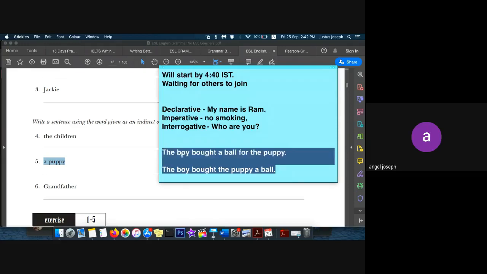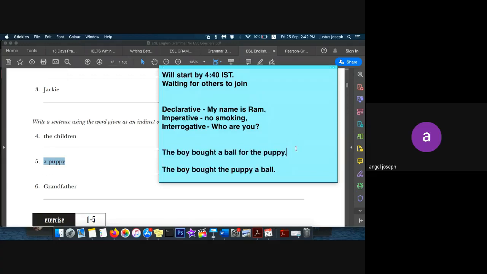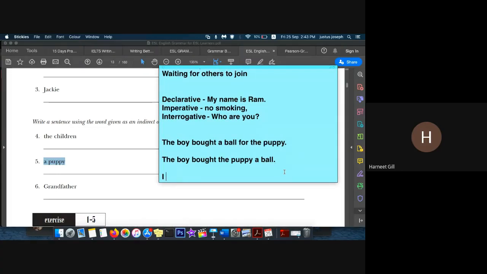What is the difference in these two sentences? Any difference? Okay, look at the second sentence. Who is the subject? Boy. Verb, bought. What did the boy buy? Ball. Boy is the subject. Bought is the verb. What did the boy buy? Did he buy the puppy or did he buy a ball? Ball.